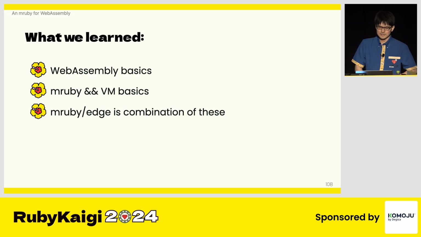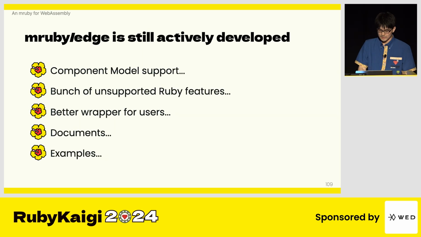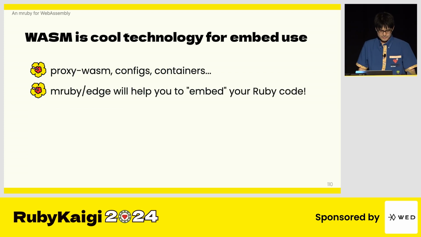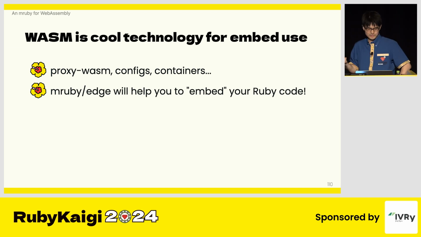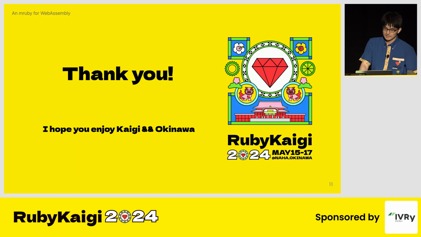So to wrap up, we have learned about WebAssembly and mruby. And mruby edge is a combination of these technologies. It's still actively developed, so a lot of work remains to implement. But mruby edge has a smaller footprint, so it will help you embed your Ruby code using WASM plugins. So thank you.